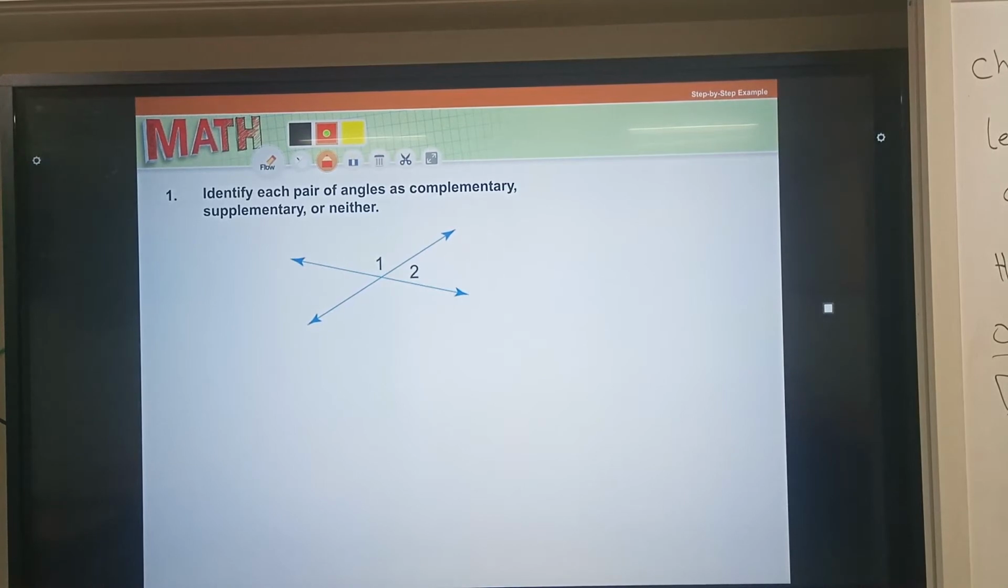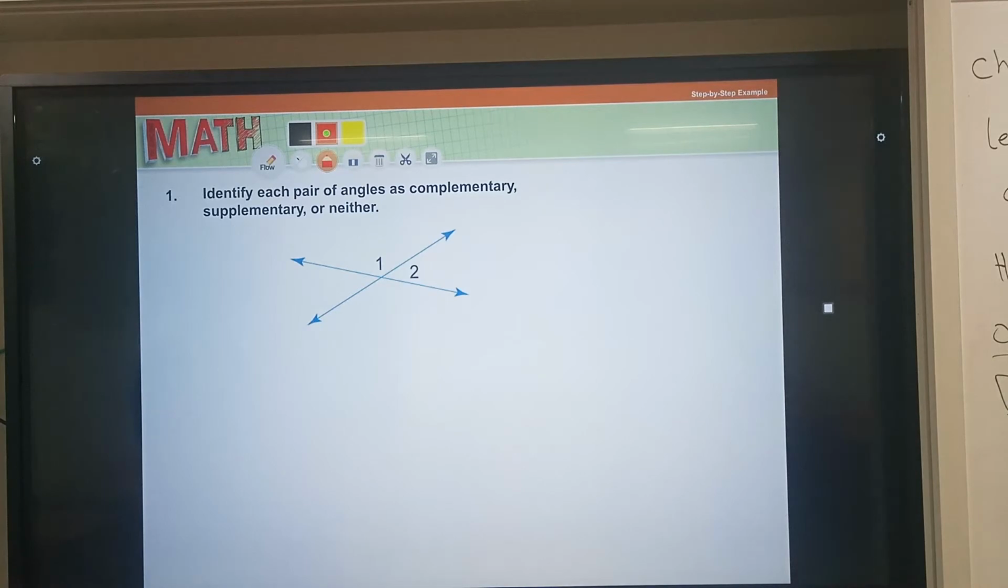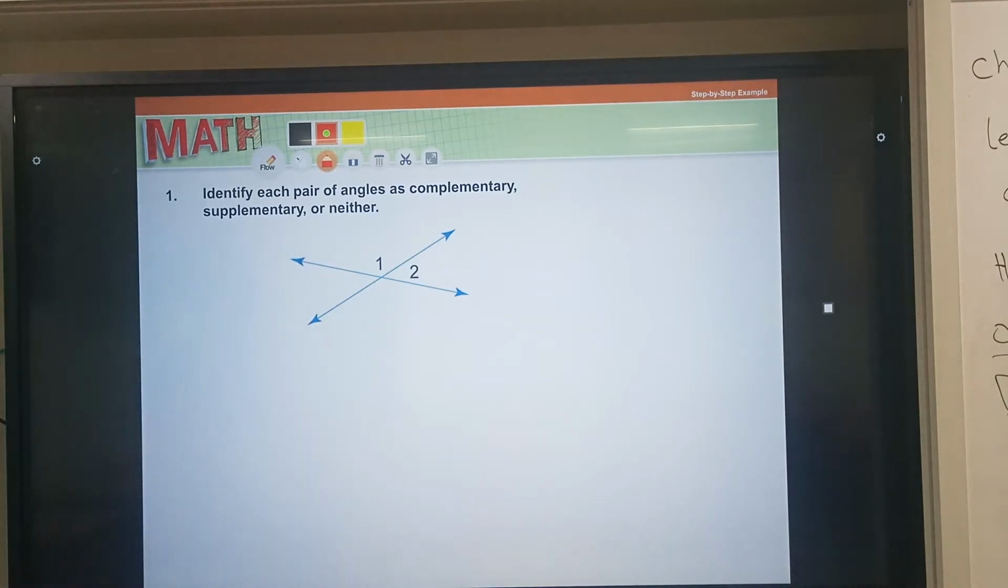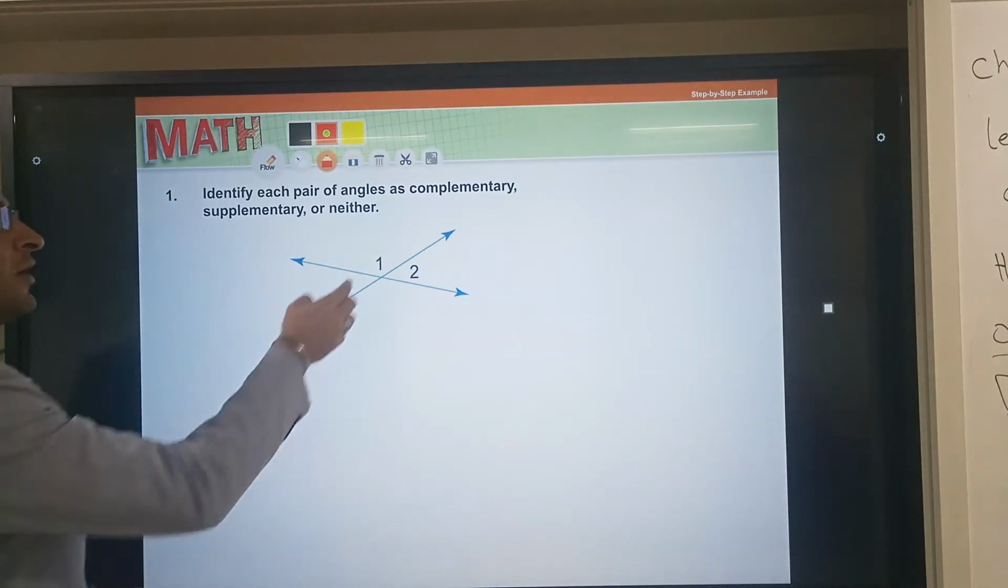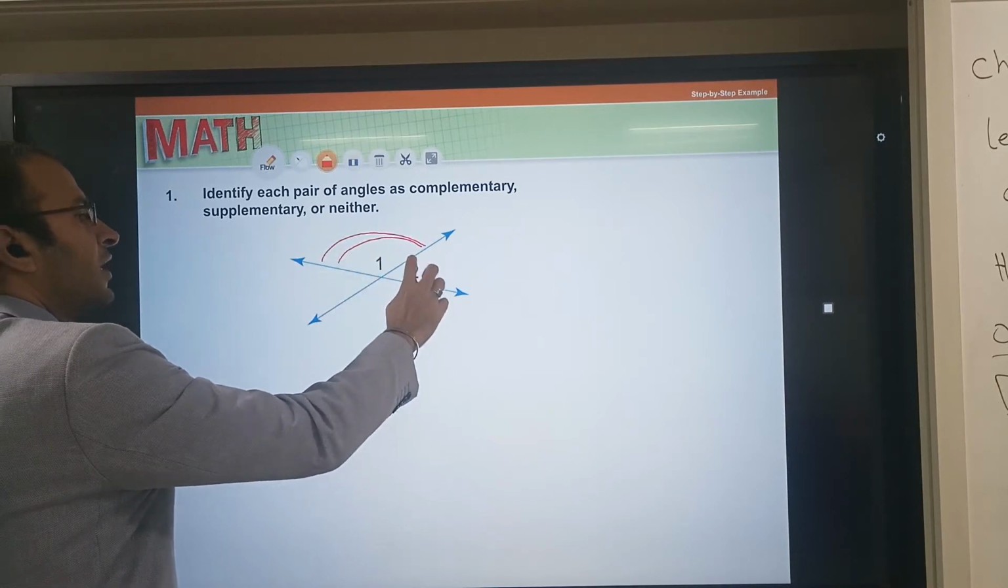Okay, my friend, we need to look at this picture, this figure. It says, identify each pair of angles as complementary or supplementary, or neither. Here we have two straight lines intersected with each other. So I have angle 1 and angle 2. Look with me, my friend. I have here angle 1, this angle, and this angle 2.